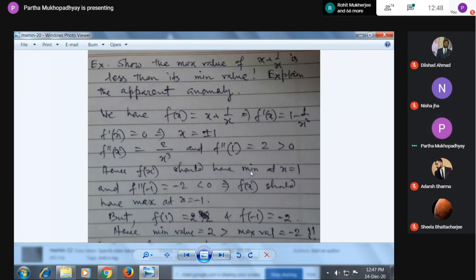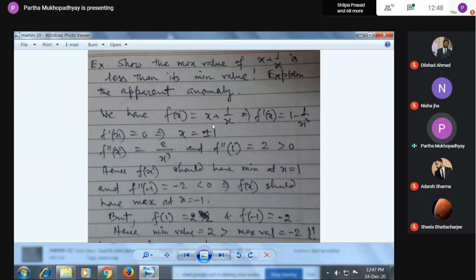So f(x) is given to be x plus 1 by x. So f dash x will be 1 minus 1 by x square. And if you take f dash x equal to 0, that will give you obviously x equal to plus minus 1. Now, f double dash x equals 2 by x cube. If you put 1, that will give you 2, and it is greater than 0. So greater than 0 means at x equal to 1, f(x) is minimum. So f(1) is equal to 1 plus 1 by 1, that is 2. So 2 is the minimum value.